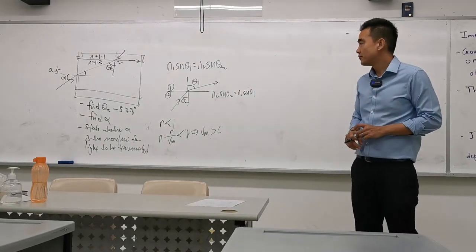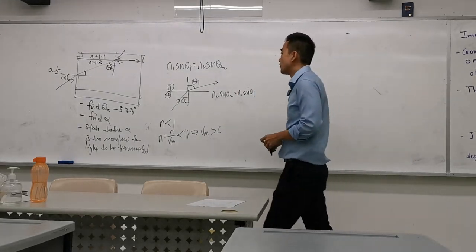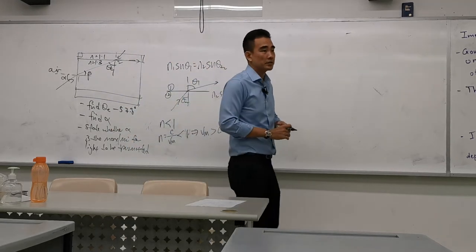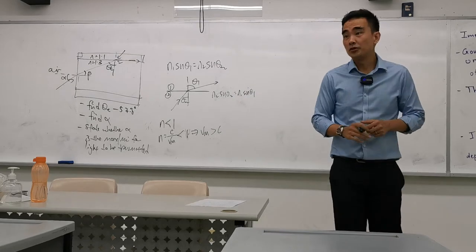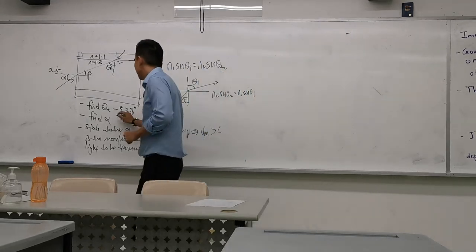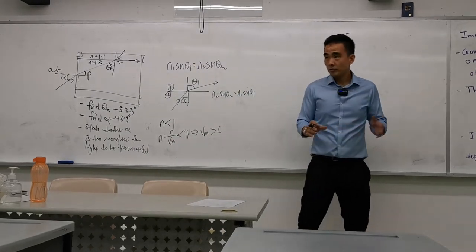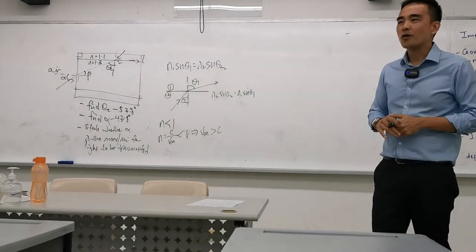Anyone for the value of alpha? The way to go about alpha is that you have to find beta first. So how do you find beta? You take 90 degrees minus 57.8. 43.8. Okay, let's check 43.8. Anyone got the same answer? Got 43.9? Okay, no, I mean 0.1 difference is fine.